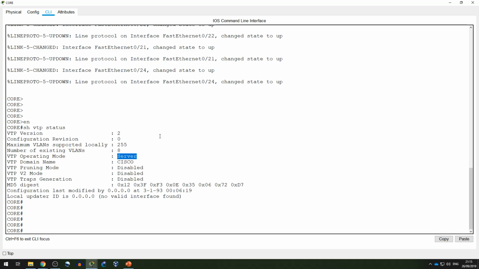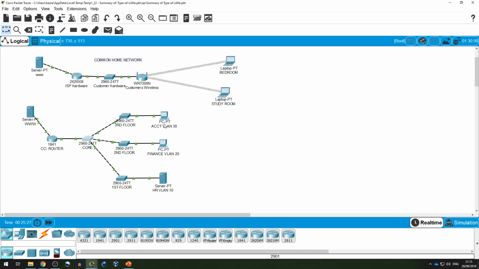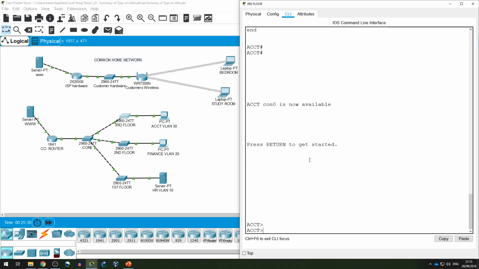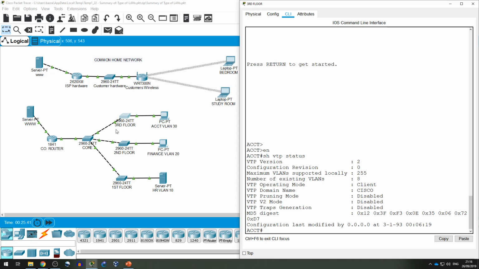What that means is if I create a VLAN on this switch, it will send that information out to the other switches. So again, enable, show VTP status. So client, server, client. Sound familiar? I'm asking, honestly, if you don't. Anyways, so these would be your clients, that's your server.